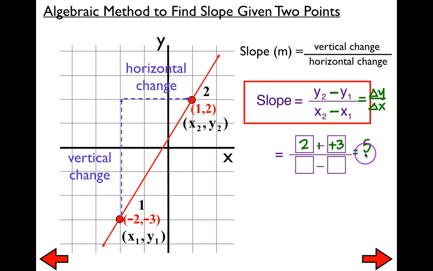So now let's just check real quick. Was my vertical change a 5? 1, 2, 3, 4, 5. It was, and since it went up, it is positive.